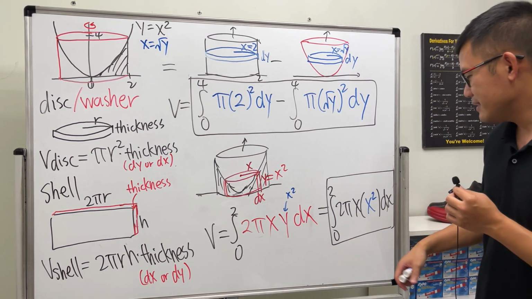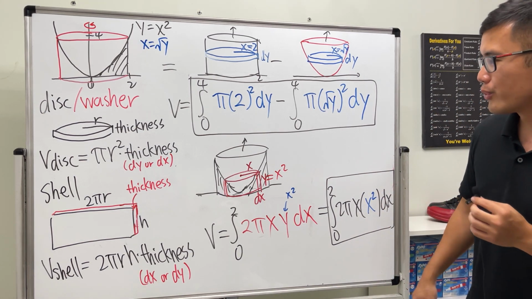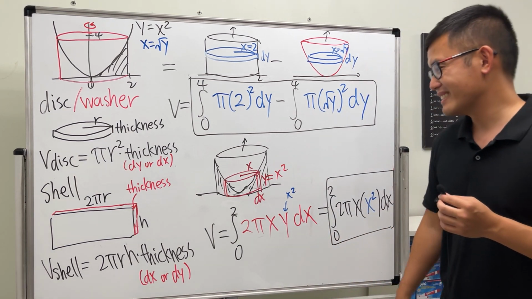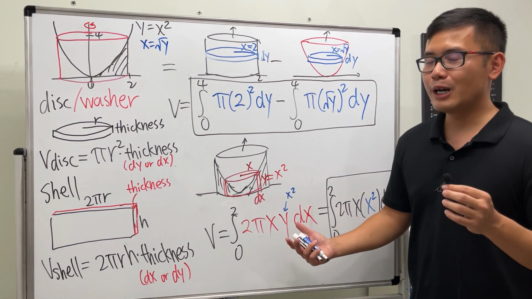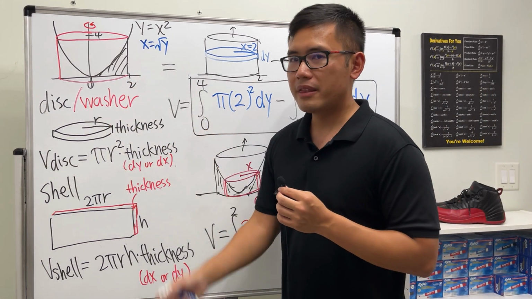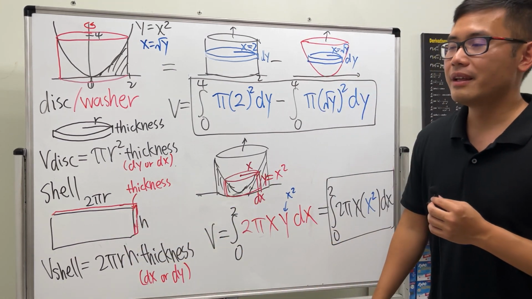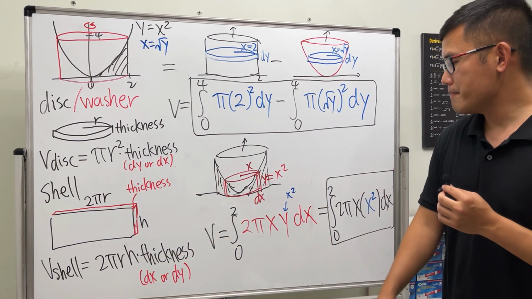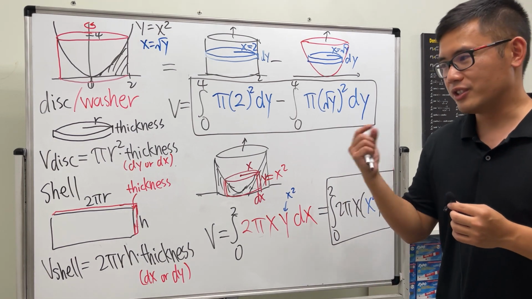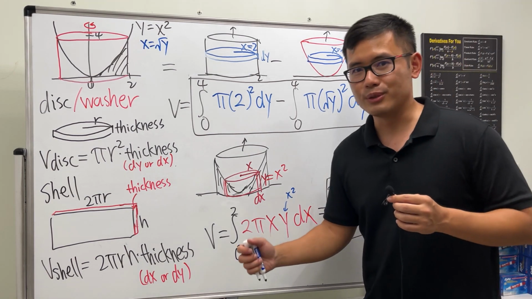I am going to leave this to you guys. You can multiply this out and then use the reverse power rule, work that out, or maybe just use a calculator to finish all that. So hopefully this video helps you to understand how to do the disk method and also the shell method. Let me know if you guys have any questions. Just drop them down below or check out my other videos for more examples like this.